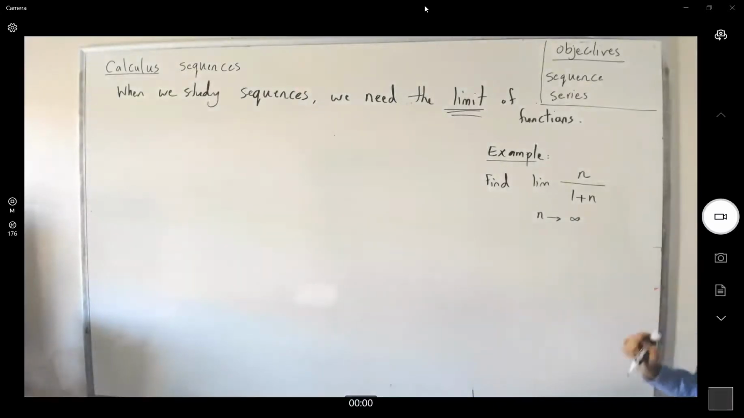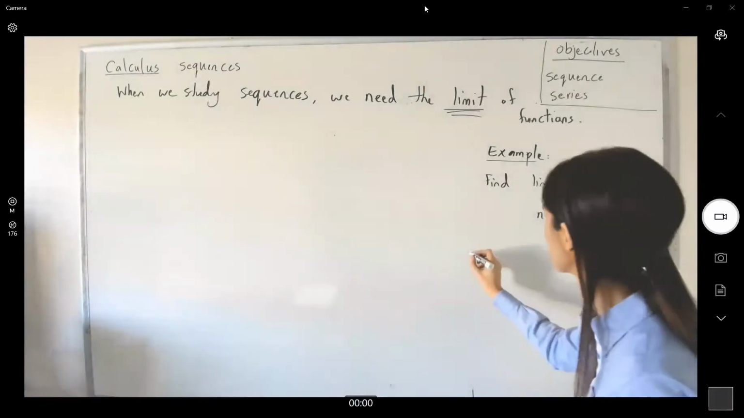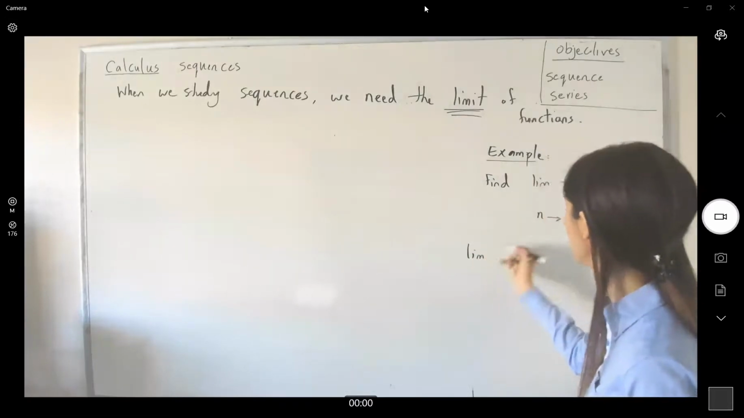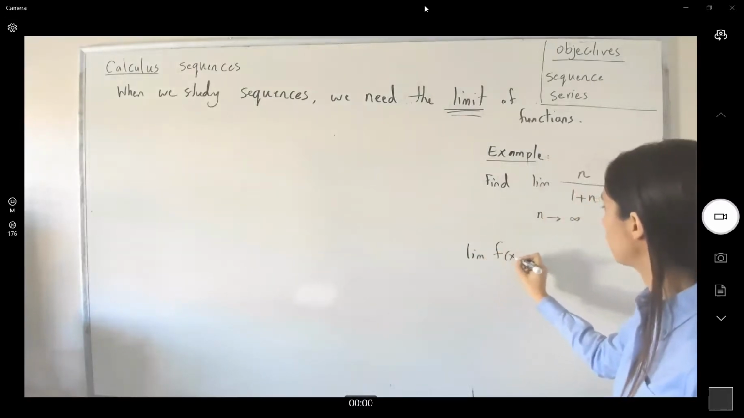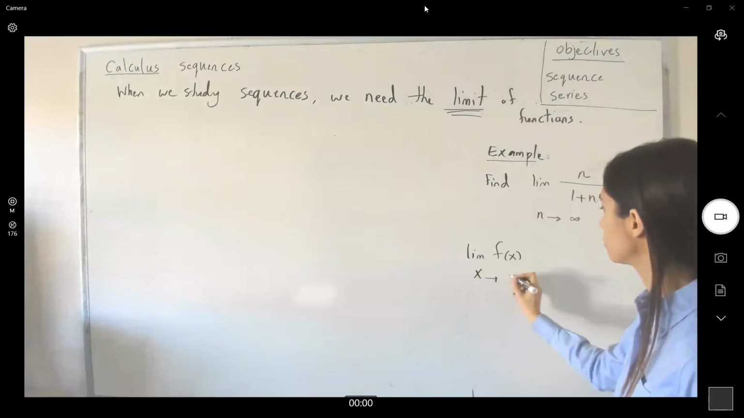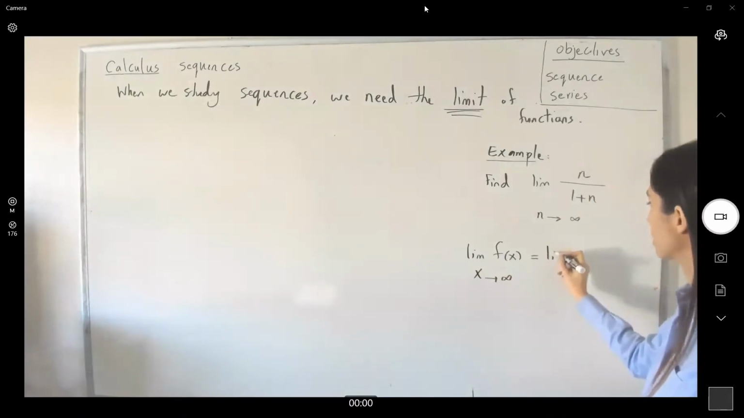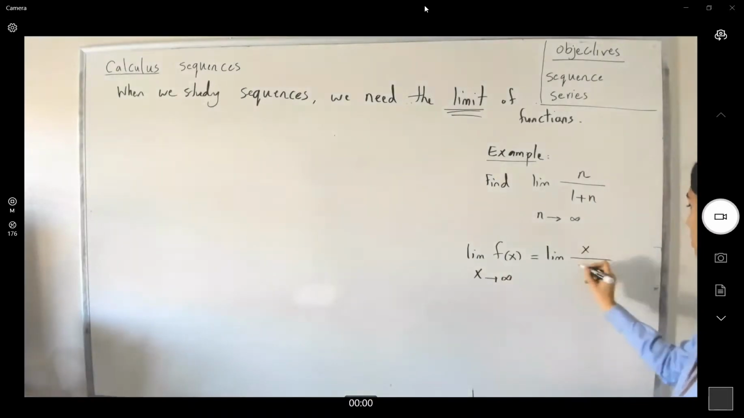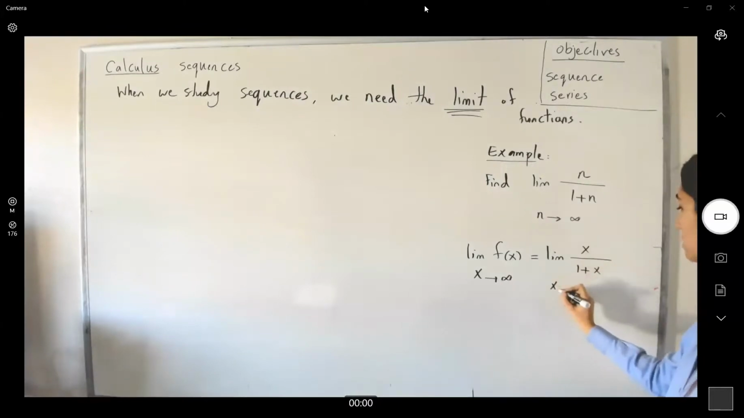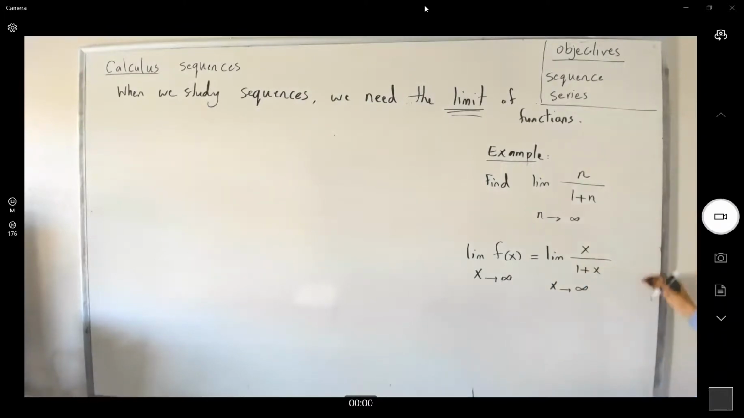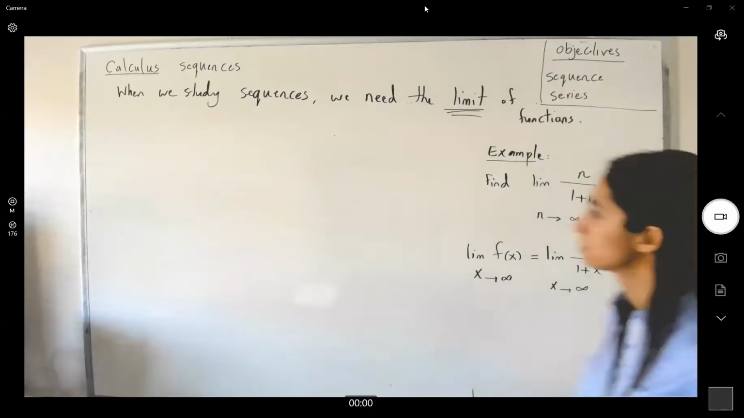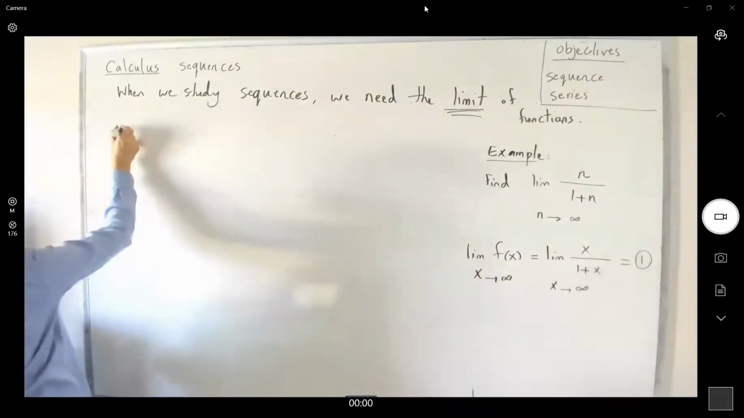Okay, we want to find the limit of this sequence, and we saw that the limit of this sequence is equivalent to the limit of f of x while x goes to infinity, which is the limit of x over 1 plus x, x goes to infinity. And by using L'Hopital's rule, you can say that this is infinity over infinity, and the limit is equal to 1.